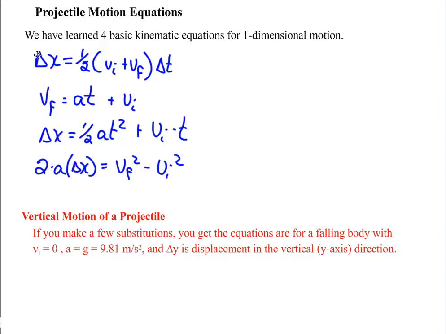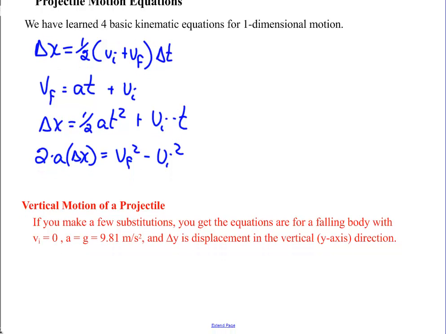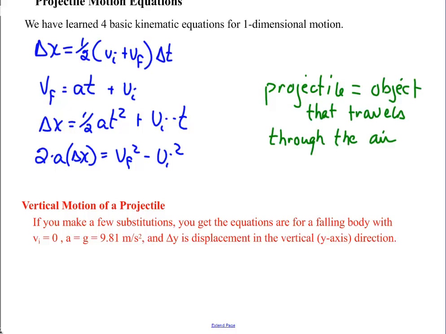So let's take a look at vertical motion of a projectile first of all. Before we do that, let's back up and define a projectile. A projectile is simply an object that travels through the air. So looking at the motion of a vertical projectile, we're going to make some substitutions.